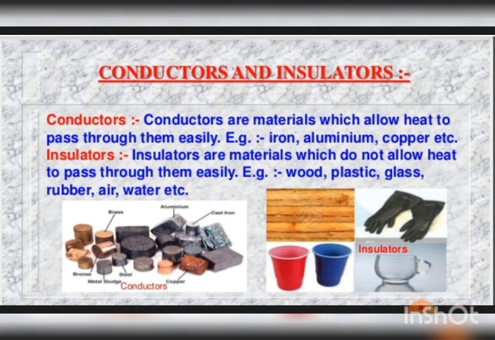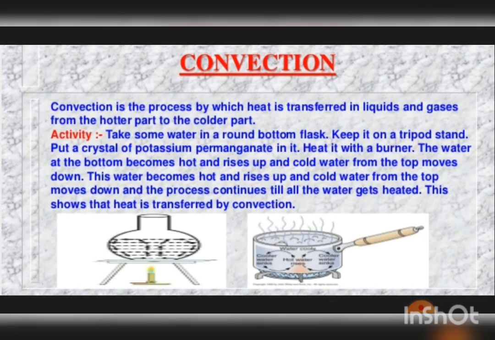Insulators. Insulators are the materials which do not allow heat to pass through them easily. For example, wood, plastic, glass. These are examples of insulators because they do not allow heat to pass through them. That's why the handles of the utensils are made up of insulators, of wood or plastic, because they do not allow heat to pass through them easily. They are called insulators.